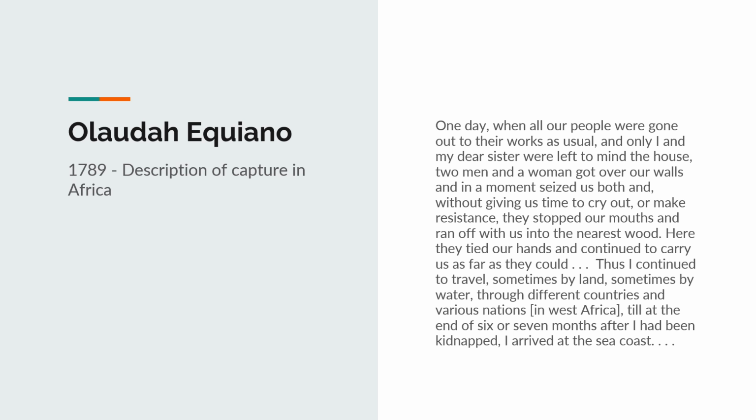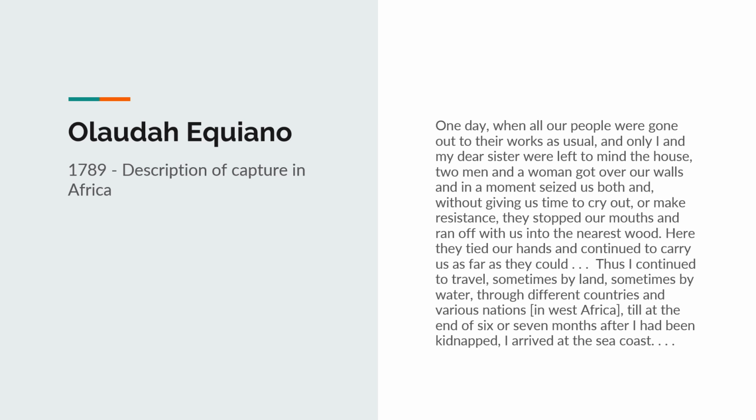So let's take a look at some of the words that he left for us and give some respect to those. So again, this man's name is Olaudah Equiano, and he writes that one day, when all our people were gone out to their works as usual, and only I and my dear sister were left to mind the house, 2 men and a woman got over our walls, and in a moment seized us both, and without giving us time to cry out or make resistance, they stopped our mouths and ran off with us into the nearest wood. Here they tied our hands and continued to carry us as far as they could.